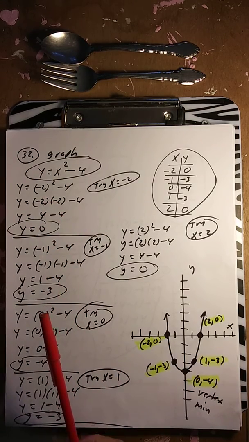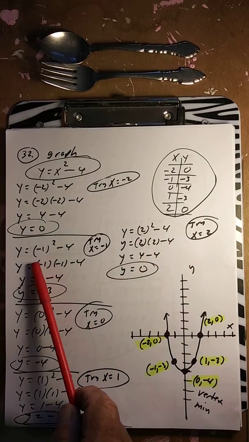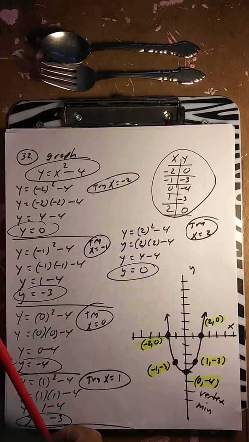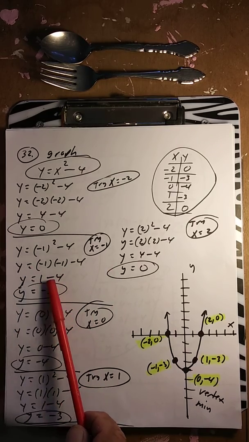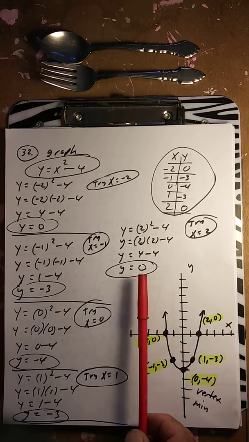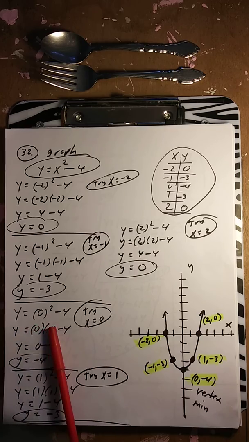Now let's try negative 1 in there. So negative 1 squared means negative 1 times negative 1. That's going to be positive 1. 1 minus 4 is negative 3. Put a 0 in there now. 0 times 0 is 0. 0 minus 4 is negative 4.